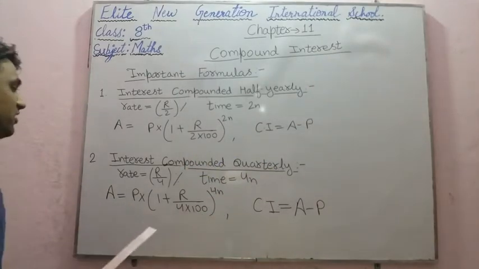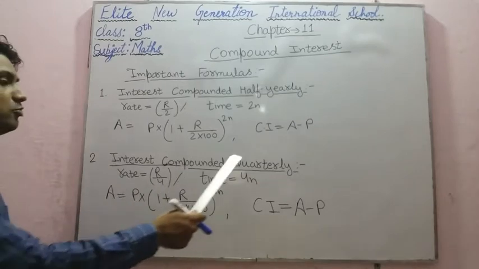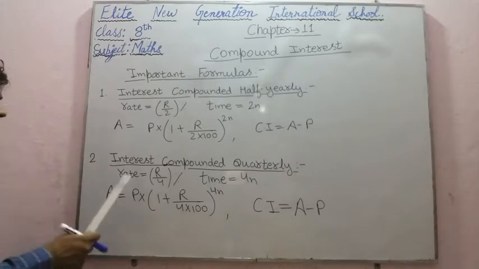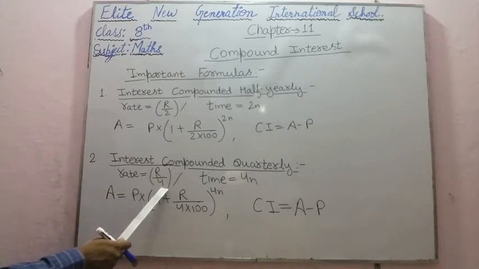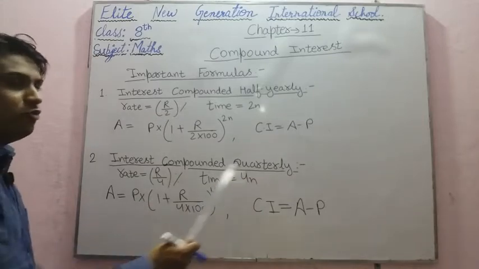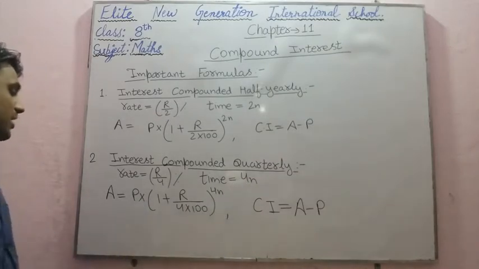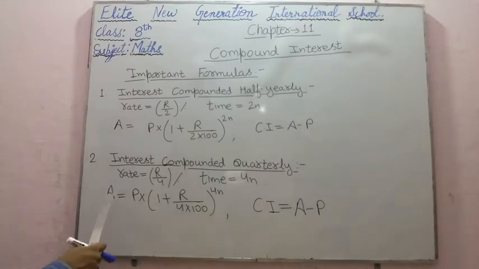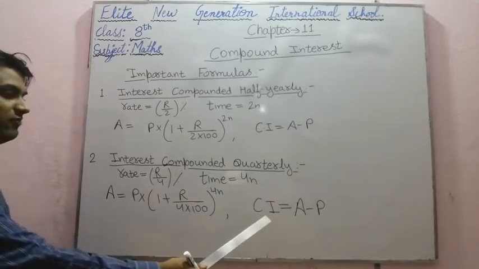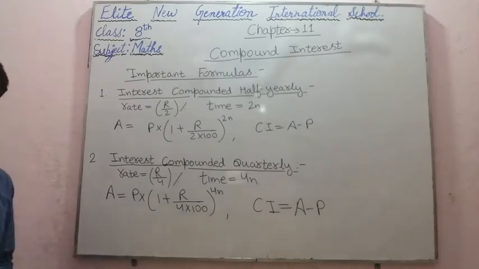In the same way, when interest is given compounded quarterly, the rate will be divided by 4, so we can take the rate as r upon 4 percent, and the time will be 4 times, so we take time as 4 into n. So the formula will become amount equals P into (1 plus r upon 4 into 100) to the power 4n, and compound interest we will calculate by the formula amount minus principal. In this way we have to use these formulas in the next exercise.